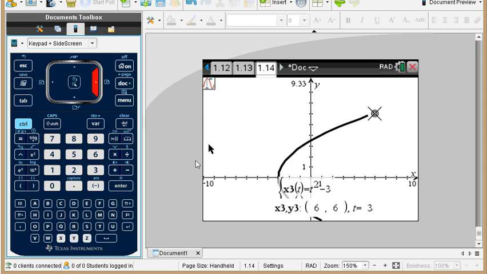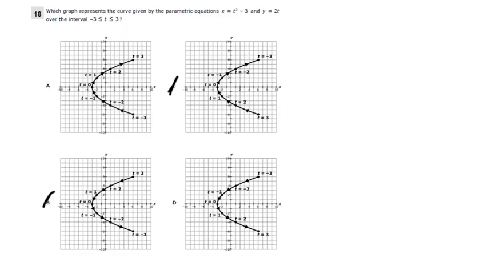So just a little analysis makes this one not too hard in conjunction with your TI-Nspire CX calculator. TI-84 will work quite well with this as well.